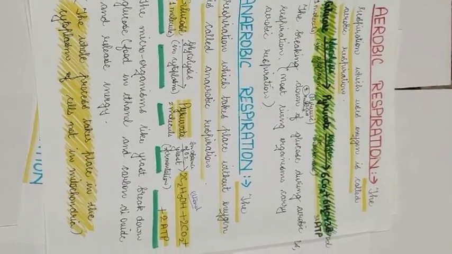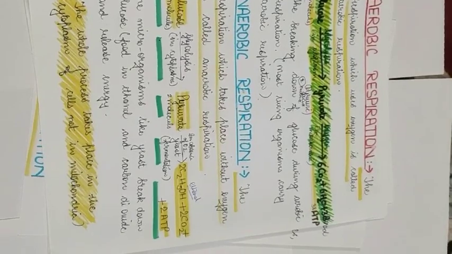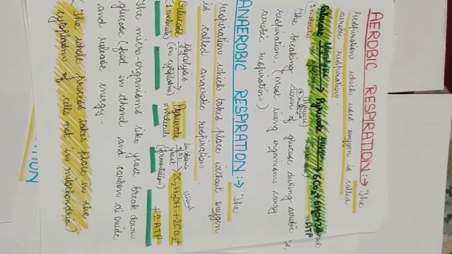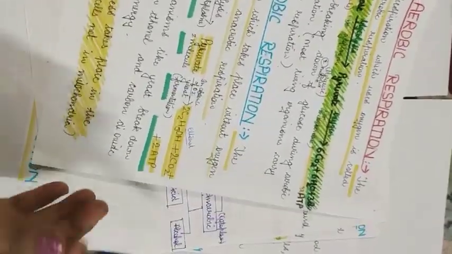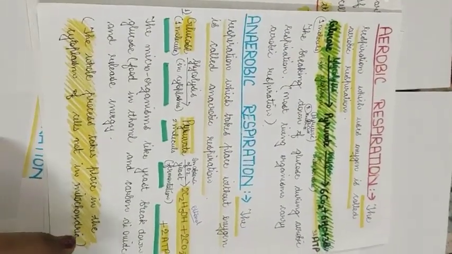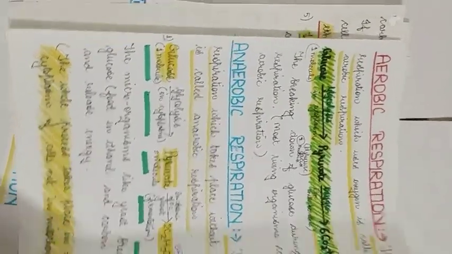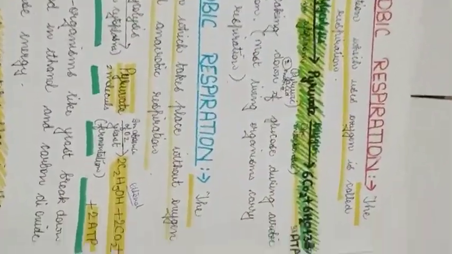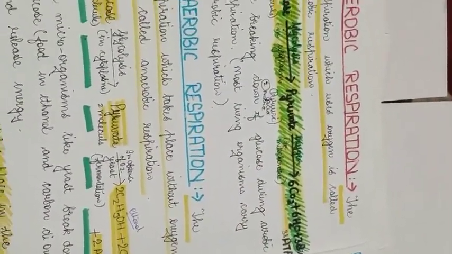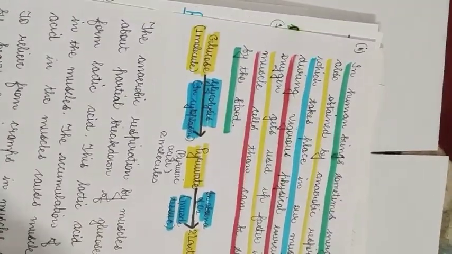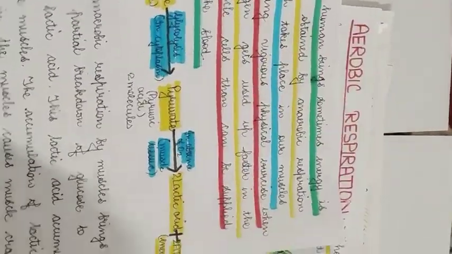So this whole process takes place in the cytoplasm of the cell, but not in the mitochondria. Since there is no oxygen involved, it will not take place in the mitochondria. Okay, so after this there is a third one which I've told you. I've explained this to you.